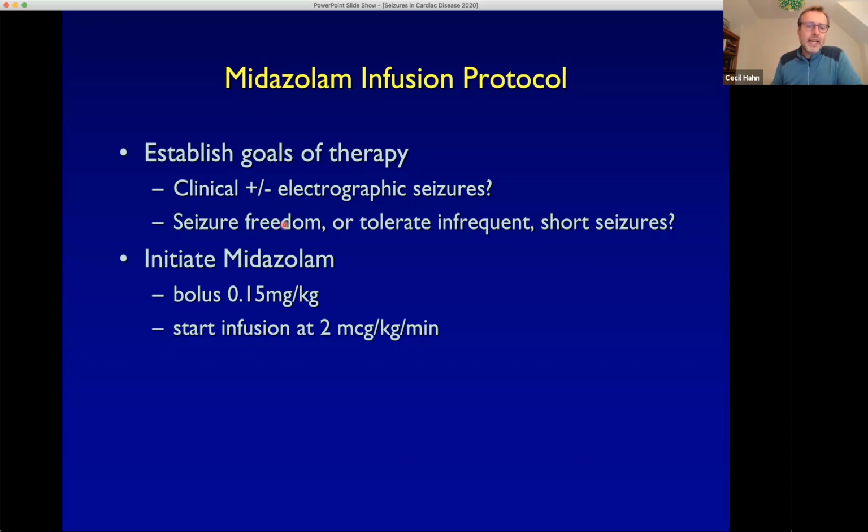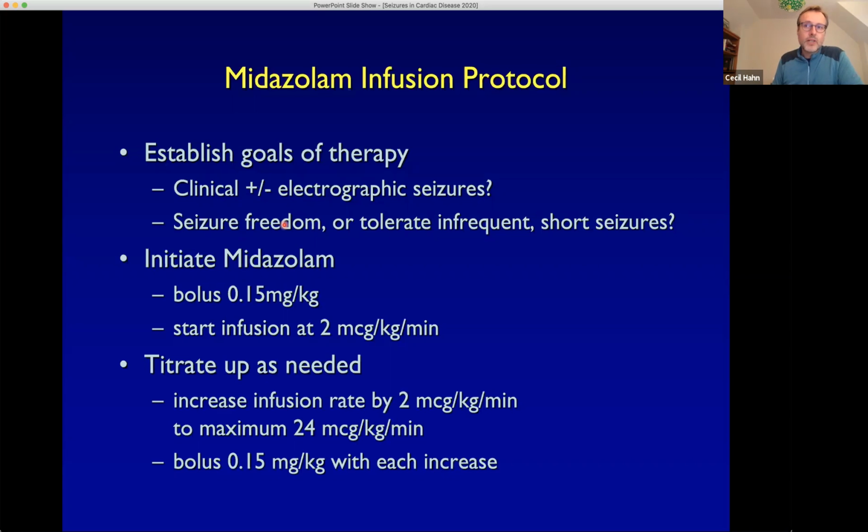The important thing with midazolam is that you need to give a bolus and then start an infusion. As you titrate up, you want to keep giving a bolus every time you increase the infusion rate. Usually we increase by 2 mcg/kg/min to a maximum of 24, but each time you go up, you give a little bolus. Otherwise, you're not going to achieve steady state serum levels very quickly.